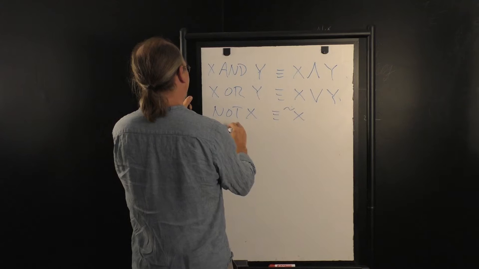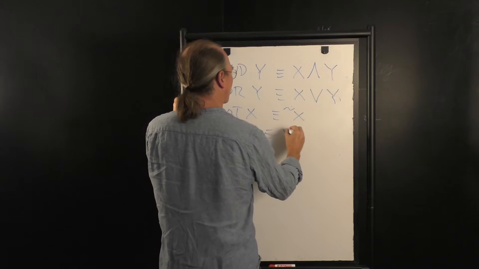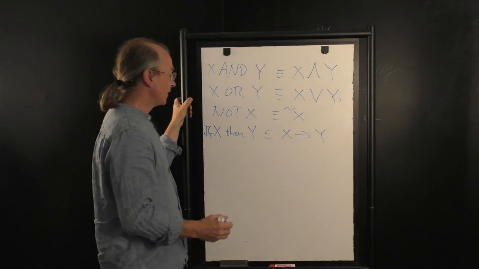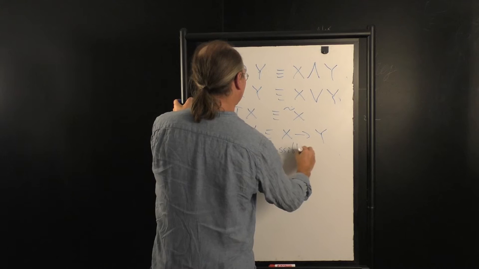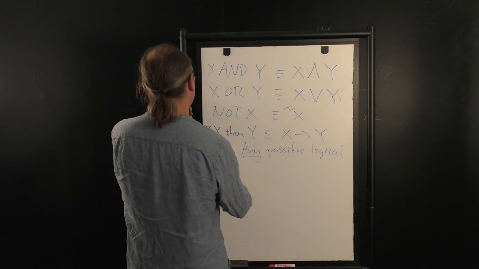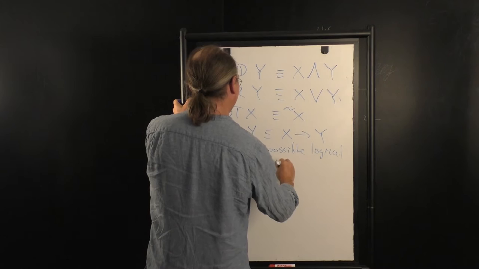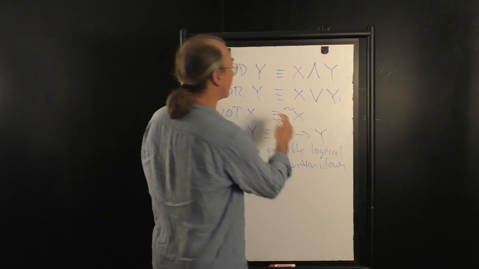If X, then Y. Well, I write this as X implies Y, so if X is true, then Y is true. Then Boole had a beautiful theorem that says any possible logical expression can be written down in terms of composing these kinds of propositions.